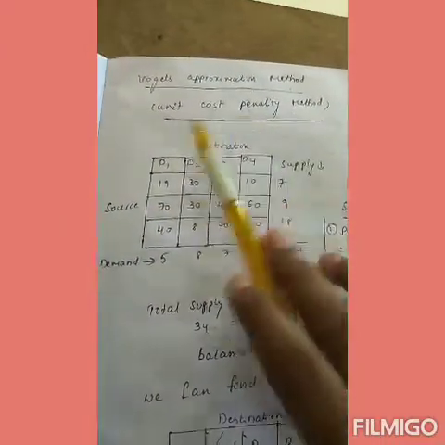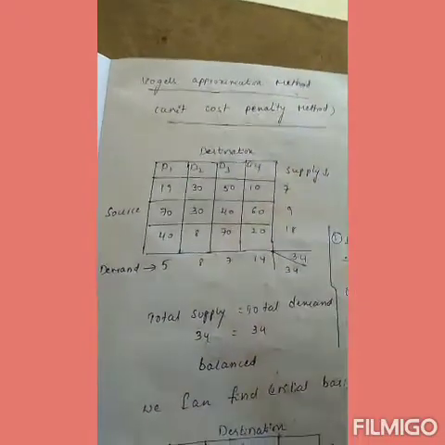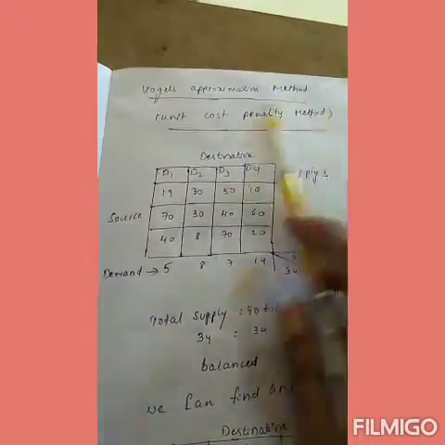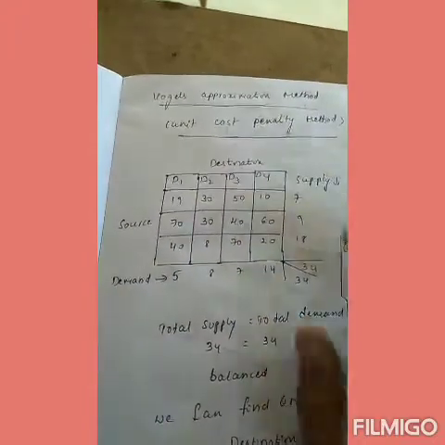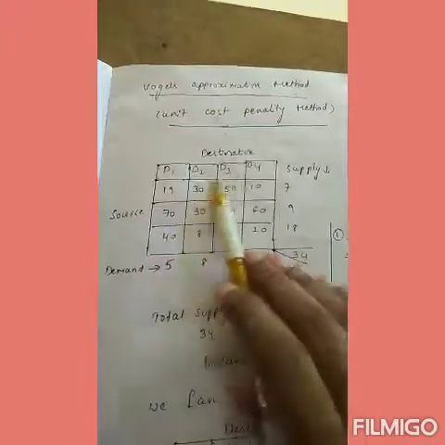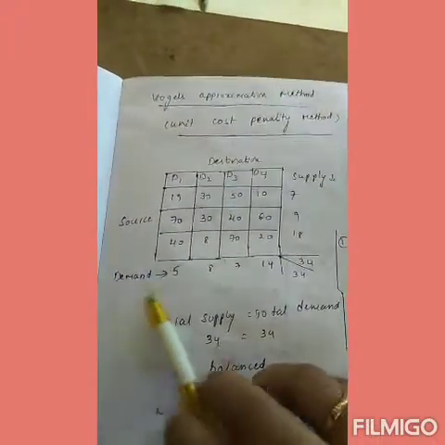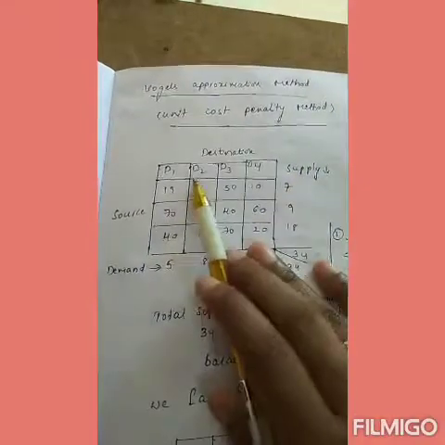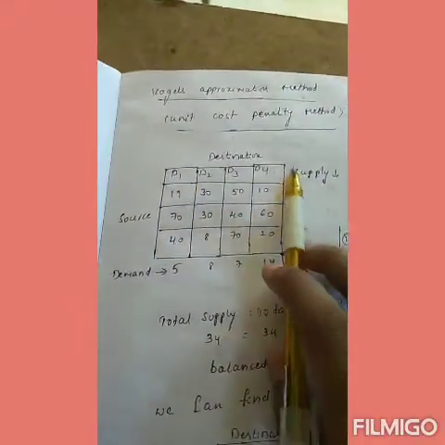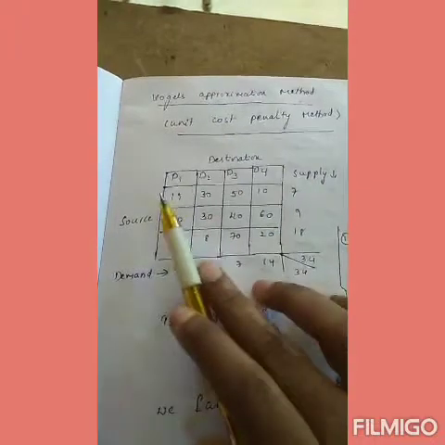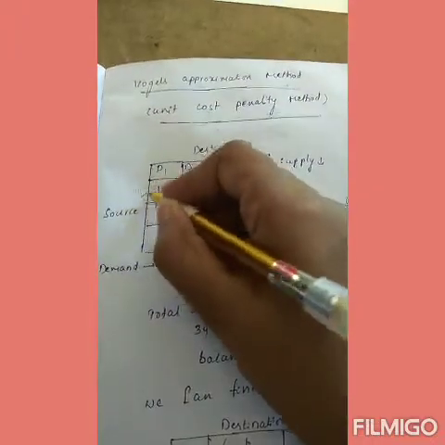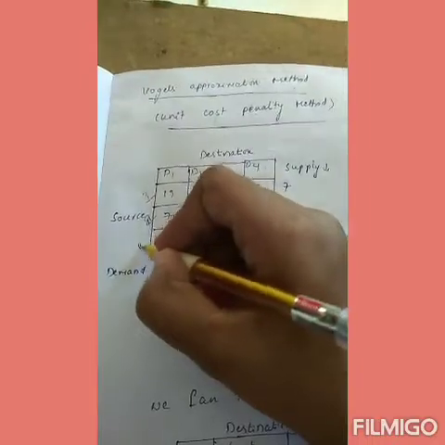We will start another problem, Vogel's approximation method, which we also call the unit cost penalty method. Okay, Vogel's approximation method is also called the unit cost penalty method. So here this is destination, source and supply, this is demand. So destinations D1 D2 D3 D4 and sources 1, 2 and 3.